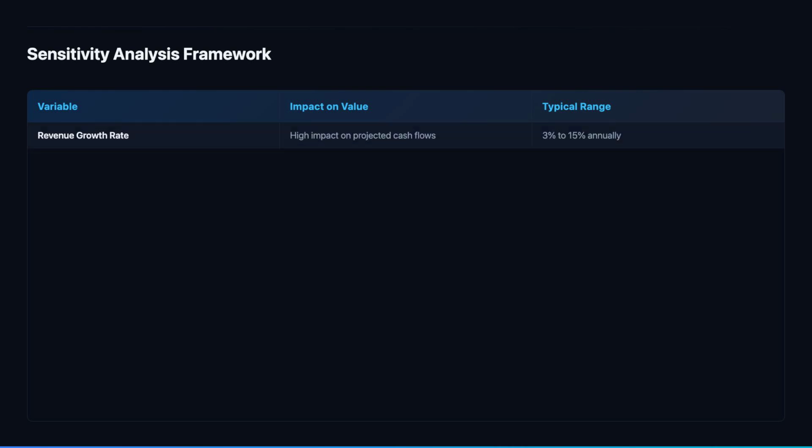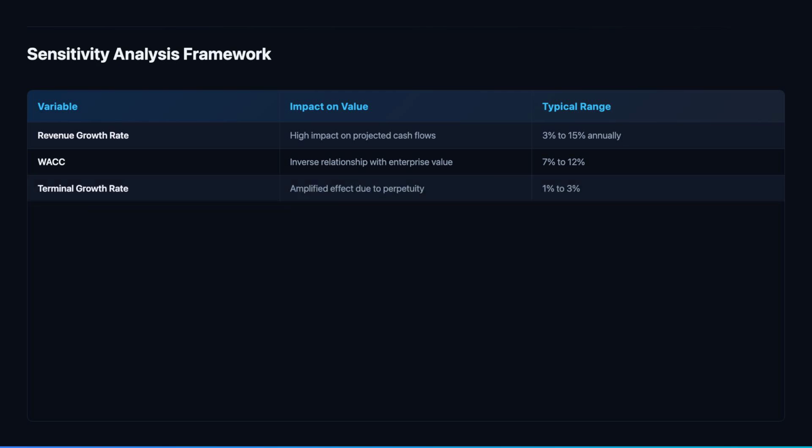Small changes in revenue growth assumptions can dramatically shift the projected cash flows and final valuation. A higher WACC reduces the present value of future cash flows, while a lower WACC increases it significantly. Because terminal value represents such a large portion, even half a percentage point change has an outsized effect. Margin assumptions directly determine how much of every revenue dollar converts into free cash flow.